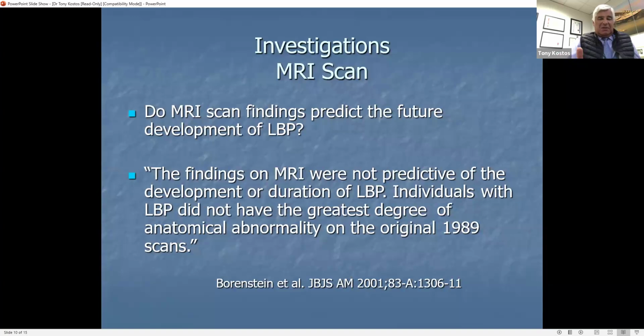The issue that you might get involved in is whether someone can go back to work, and people talk about, oh, well, they've got a lot of change on the MRI scan, and they shouldn't do heavy work. Well, it's not predictive, so they can't make that statement. Next slide.